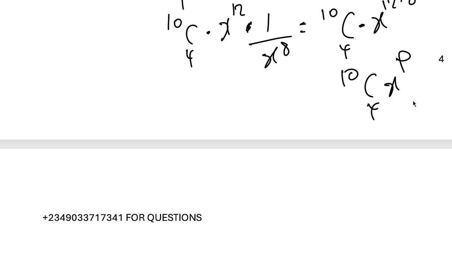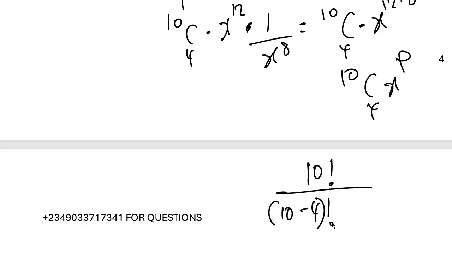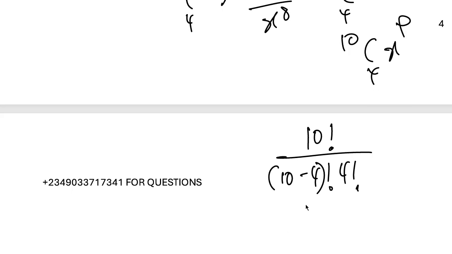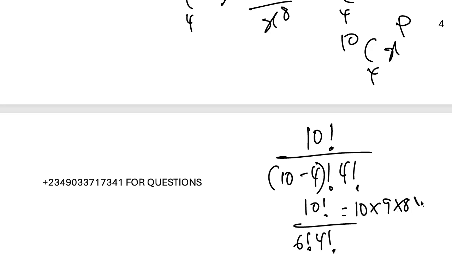So, or if they now want you to solve it, if you now want to get the value of 10 combination 4, what will it be? 10 factorial over what? 10 minus 4 factorial times 4 factorial. What is that equal to? 10 factorial over 10 minus 4, which is what? 6 factorial times 4 factorial. And then we can break it down to what? 10 times 9 times 8 times 7 times 6 factorial over 6 factorial times 4 factorial.